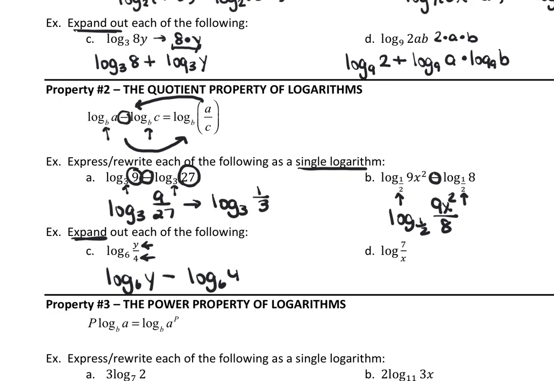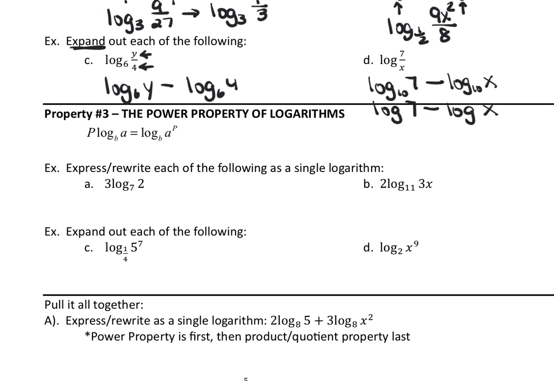And the second one, don't forget when no base is given, it's understood to be base 10. So this one will be log base 10 of 7, which you can simply just write log of 7. And then again, quotient means minus. So it'd be log base 10 of x, or just log of x. I would accept either answer.